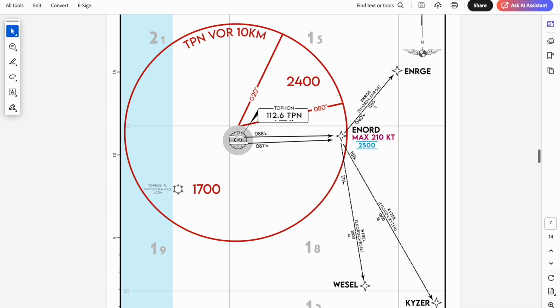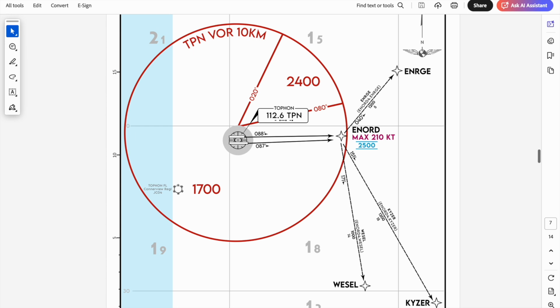In any case, let's say you take off on runway 9 left. How do I actually fly this SID? Well, I'm going to start with a heading of 088 direct to ENORD. At ENORD, I need to be at no more than 210 knots, and I need to be at 2,500 feet. These blue bars indicate at or below, at or above. And if you have both of them, of course, you have to be at exactly that altitude.